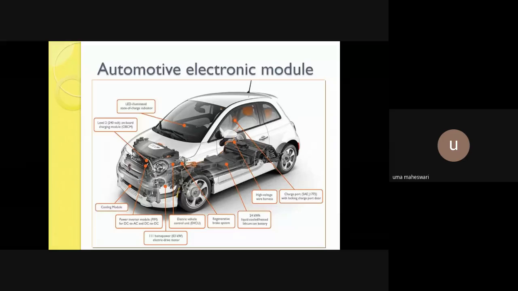So this is a diagram which shows the electronics presence in the automotive side. Almost all the things have a centralized control, which controls all the automotive things, like lightings and door side, and regenerative brake systems, high voltage wire harness. All the things are in the automotive electronic modules.